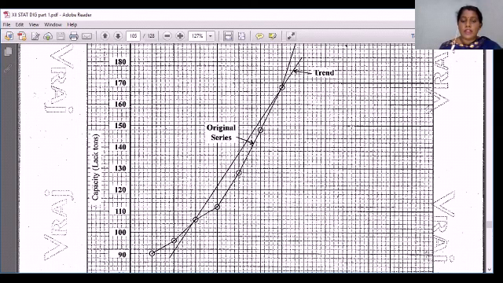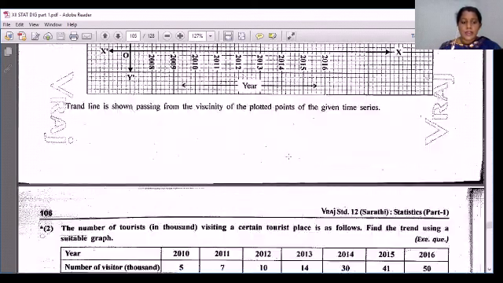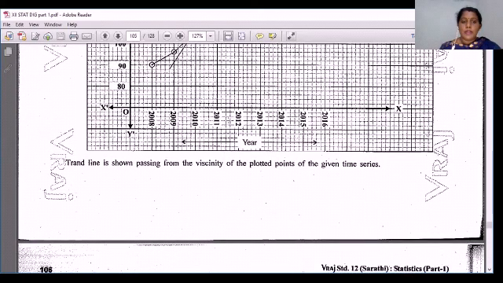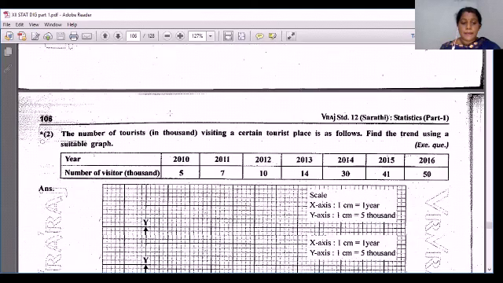That line which is covering all the dotted points is called the trend line. So this is your first sum, right? Now at last they have written that the trend line is passing through the vicinity of the plotted points of the given time series, or you can say the same statement as what is given in the illustration. The line covering all the points is called a trend line, right?